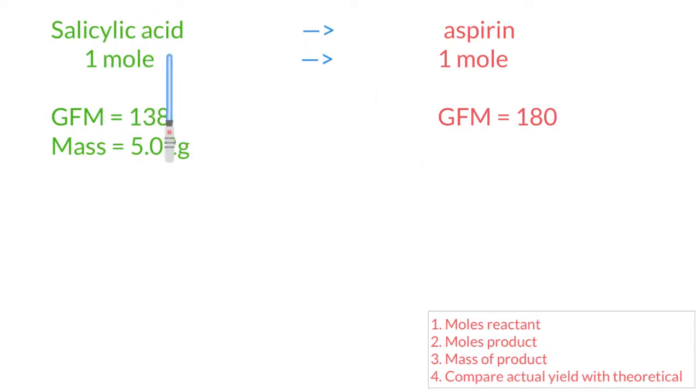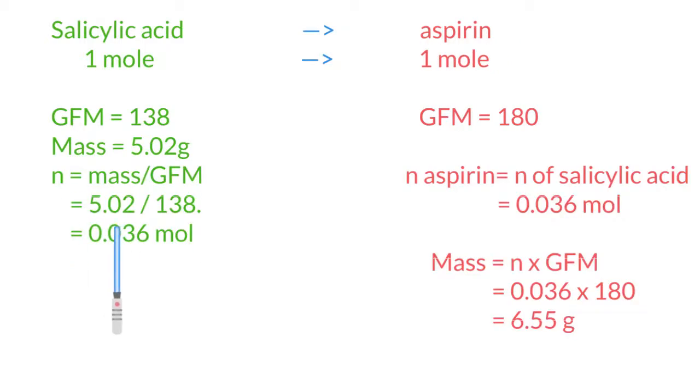The mole ratio of salicylic acid to aspirin is 1-to-1. We know the gram formula mass of both of them, and we know from the question that we're starting with 5.02 grams of salicylic acid. I'm going to suggest again that you stop the video and you try to do the first 3 steps on your own. This you should be able to do already from Nat 5. So moles of salicylic acid, how many moles of aspirin does that give you? And then what mass of aspirin does that give you? Pause the video now and see if you can have a go at that.